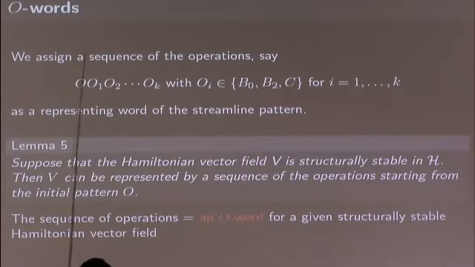And now we define the all words. Suppose the Hamiltonian vector field is structurally stable in H. Then it can be represented by a sequence of operations starting from O. This means if we have some vector field, and we operate O0 and O1, O2 in parallel, we can get some vector field.